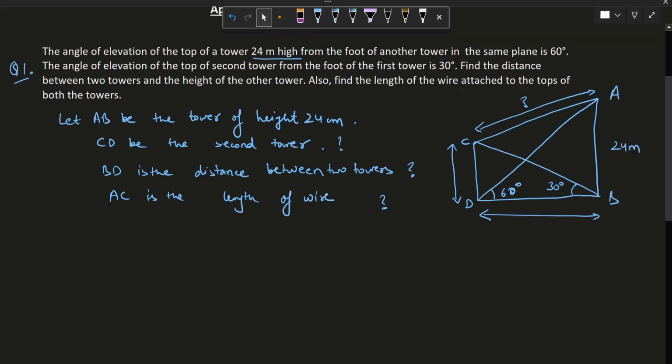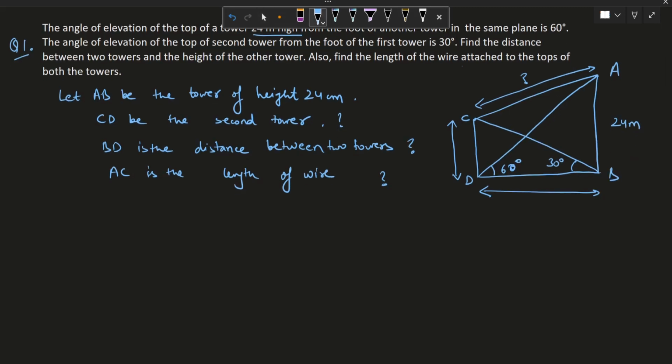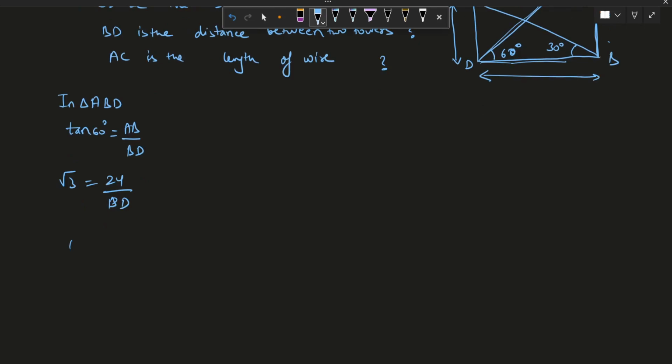Okay, now let's begin with one triangle at a time. Let's say in triangle ABD, I'm taking this triangle ABD first. Why? Because if you see here, the hypotenuse is not given, you have been given the perpendicular. So in triangle ABD, tan 60 degree, you know is what? Perpendicular by base. So AB upon BD. Tan 60 is root 3, AB is 24. So from here, what can I say about BD? BD will be 24 by root 3.